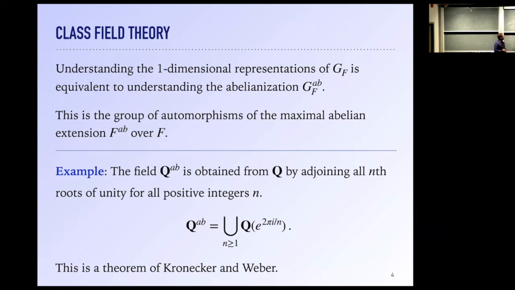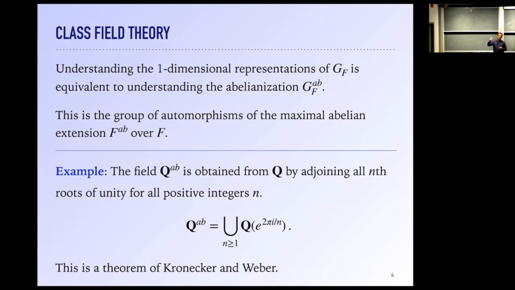if you take Q adjoin e to the 2 pi i over n, then that field has an automorphism group over Q that's isomorphic to (Z mod nZ) star. That is the group of units in the ring Z mod nZ, which is an abelian group. So that's an example, and the Kronecker-Weber theorem is a converse. It says that those are basically all the examples.